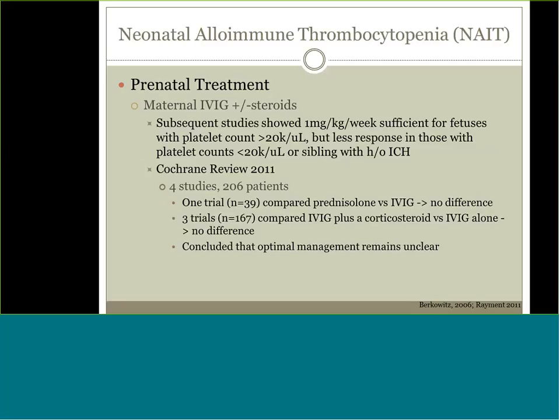That being said, so IVIG, steroids, it's a panacea. We've fixed NAIT, but unfortunately, subsequent studies have shown that 1 mg per kg per week is sufficient for fetuses with an already pretty good platelet count of greater than 20, but it might be less efficient with platelet counts less than 20 or in a sibling with a history of intracranial hemorrhage. So in those more severely affected siblings, IVIG plus or minus steroids may not be enough.